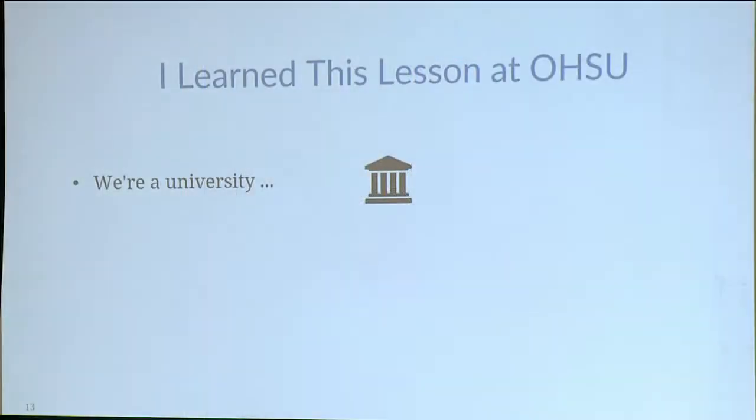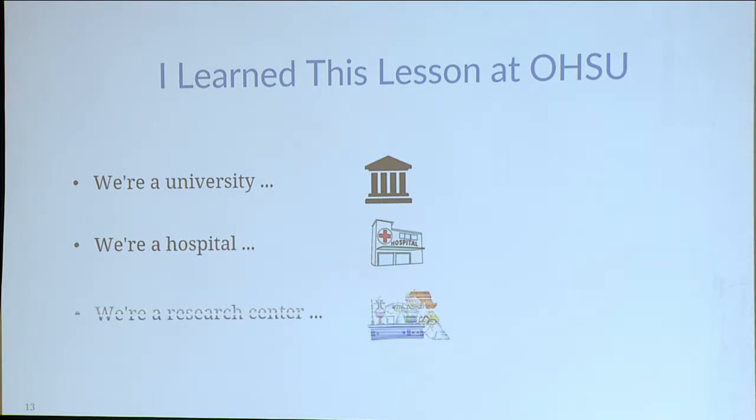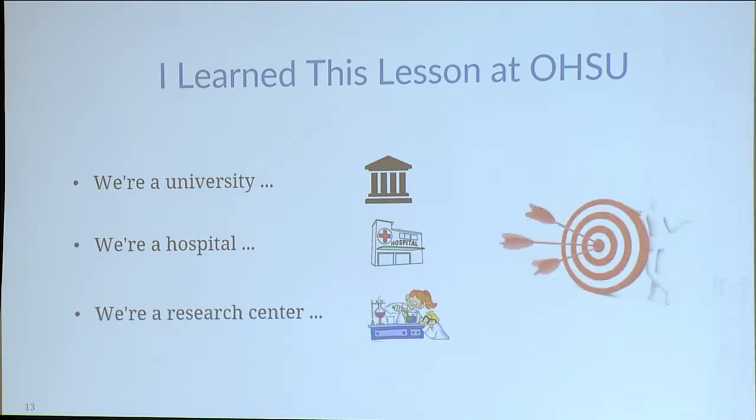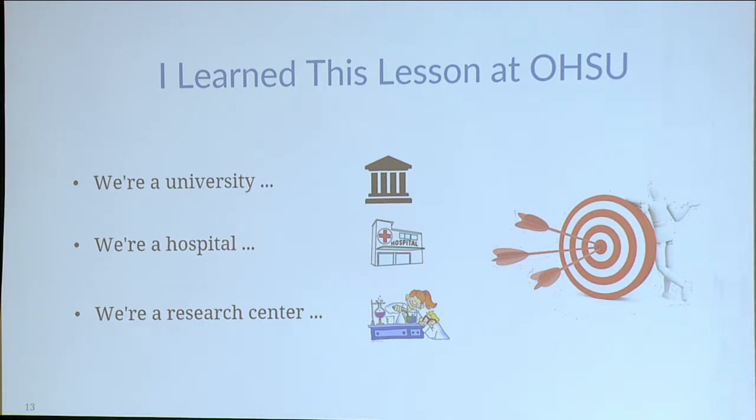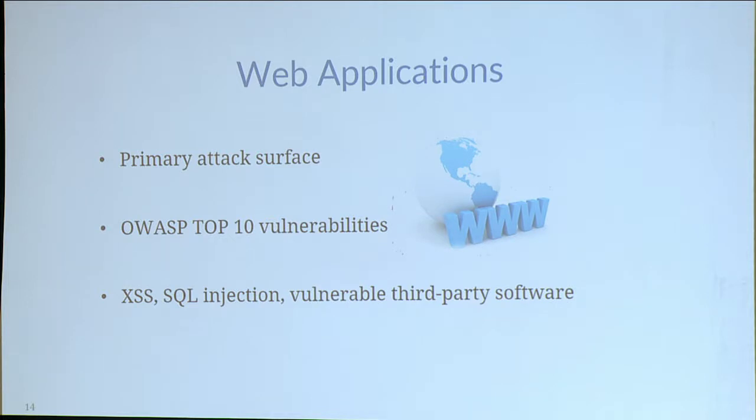Kind of coming back and looking at the context of what I'm trying to talk about, OHSU is a university, a hospital, and a research center, and it's a target. We have a lot of highly valuable data, and a lot of people want to get that data. So one of the attack surfaces, of course, is web applications. When you think about web applications, there's the OWASP Top 10, an organization that does a great job spelling out what these vulnerabilities are. It could be cross-site scripting, SQL injection, and even vulnerable third-party software, the ones with the CVEs, this non-custom code that we look at.